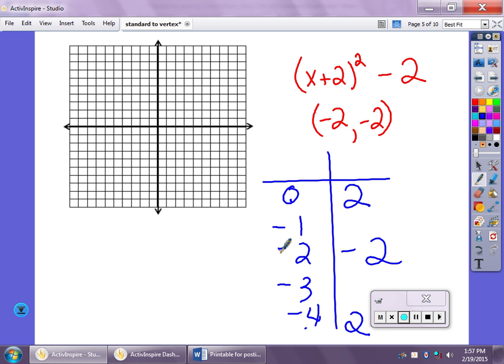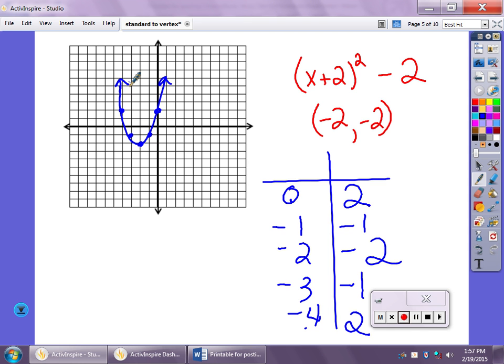Negative 1 plus 2 is 1. 1 squared is 1. Minus 2 is negative 1. And this is also negative 1. We're going to go ahead and plot our points. 0, 2. Negative 1, negative 1, negative 2, negative 2, negative 3, negative 1, and negative 4, positive 2. Connect them, and there we have our pretty little parabola.